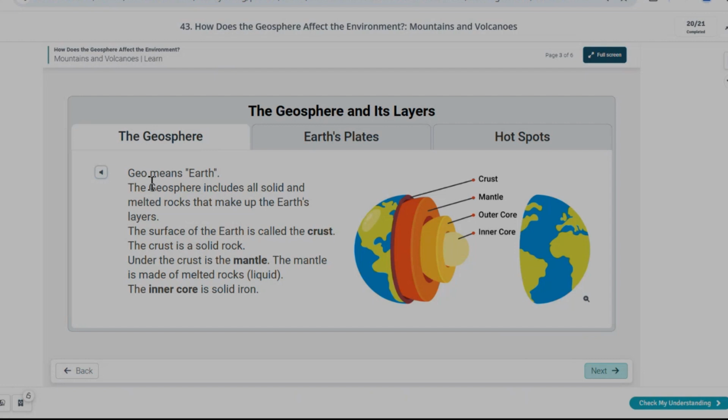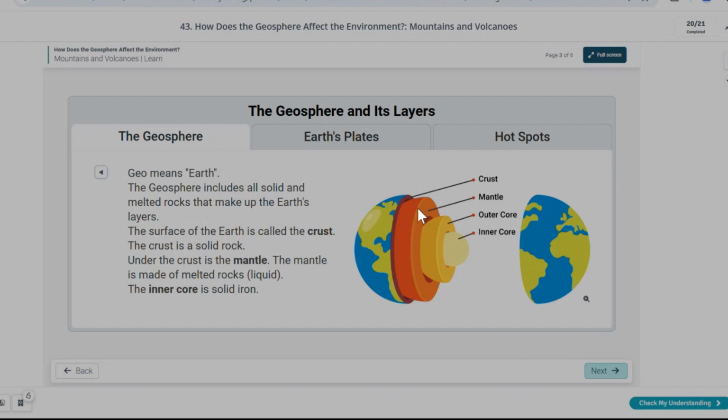So the word geo means earth, okay? And then this word sphere means a ball, a circle, like the earth is like a ball. So the earth ball and all the solid is the geosphere, and it's divided into 4. The first one, the ground we stand on, is the crust. Okay, so the first top layer is the crust. Then under that you have the mantle.